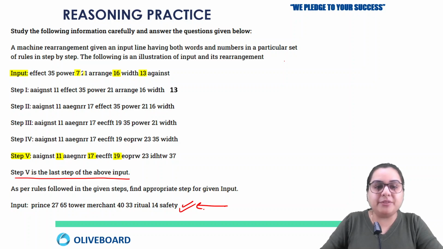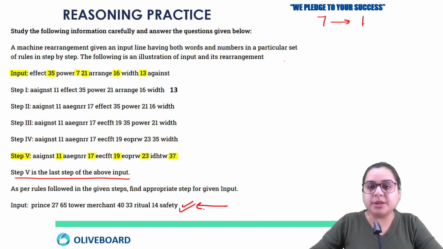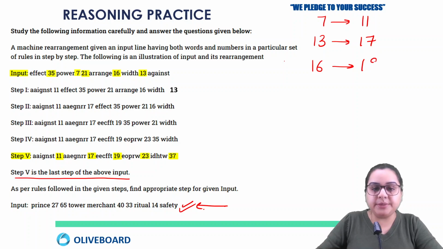Okay, then we have 21. So 21 here becomes 23. And then we have 35. So here 35 becomes 37. Okay, so this is how we have understood how these numbers are changing. So if this is the pattern of the numbers, okay, so if 7 becomes 11, then 13 becomes 17, okay, 16 becomes 19, 21 becomes 23, okay, 35 becomes 37.